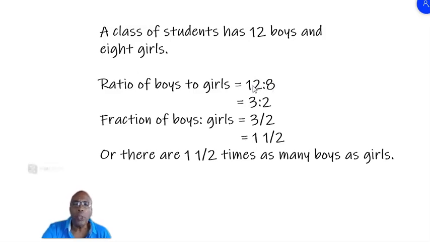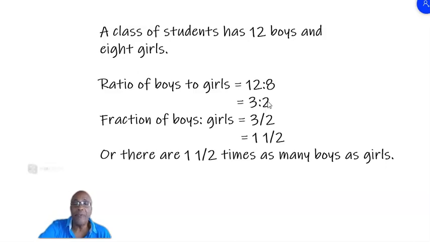But then ratios like fractions should be brought to the lowest terms by dividing by the highest common factor. The highest common factor of 12 and 8 is 4. 4 is the highest number that can go into both 12 and 8. And 4 can go into 12 3 times, and 4 can go into 8 2 times. So the ratio is 3 to 2.